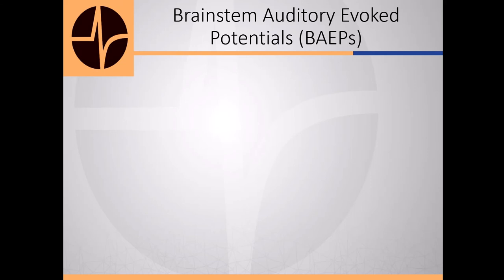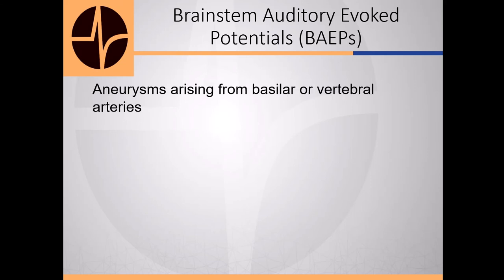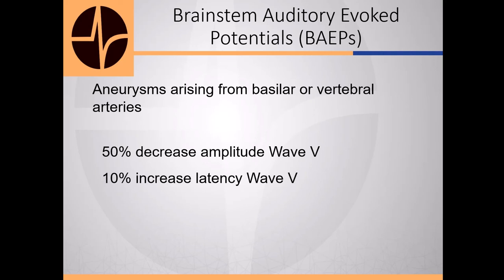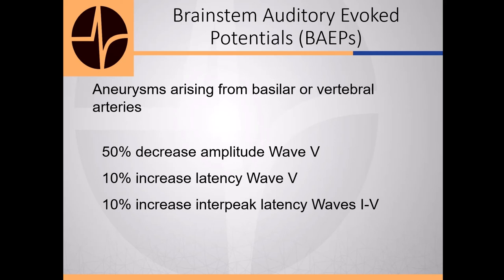To do auditories, when you do auditories, it's aneurysms arising from the basilar or vertebral arteries, but we saw that that is only like 4%. But you'll get a 50% decrease in amplitude in wave 5, 10% increase in latency in wave 5, and a 10% increase in the interpeak latency waves 1 to 5.